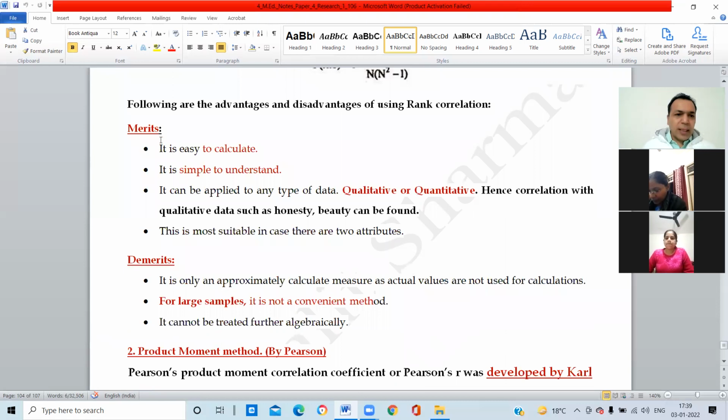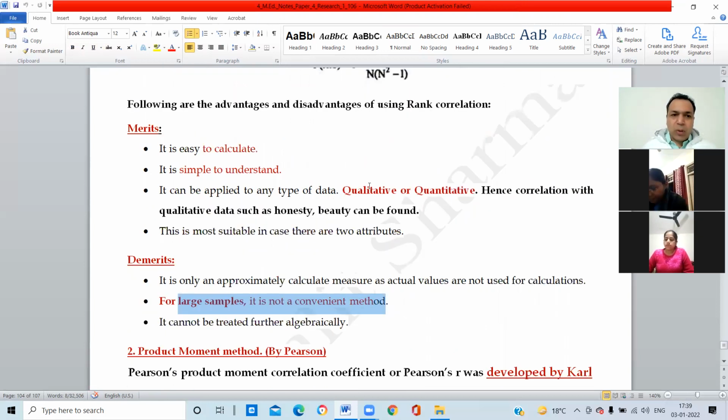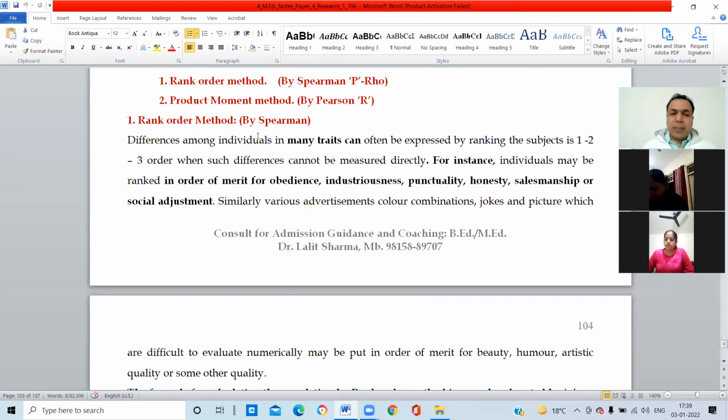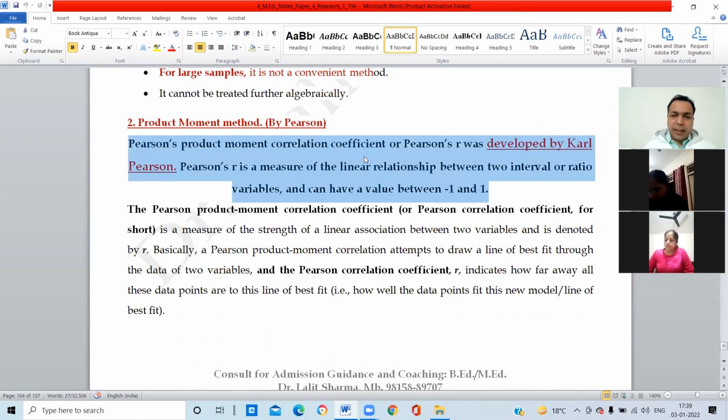Okay. What are the merits of this method? It is easy to calculate, simple to understand. It can be applied to any type of data, quantitative or qualitative, right? What are its demerits? For a large sample, it is not a convenient method. Which one? Rank order method. Okay. Next, we talk about the product moment method, right? It was developed by Karl Pearson. Most of the time this question comes.